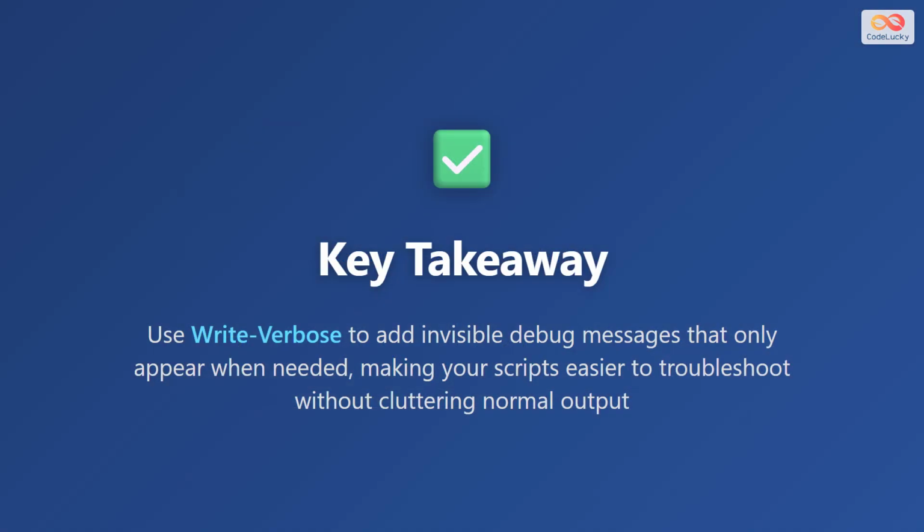Here's the key takeaway. Use Write-Verbose to add invisible debug messages that only appear when needed. This approach makes your scripts significantly easier to troubleshoot without cluttering normal output. It's like having a detailed logbook that you can turn on and off at will. Master this cmdlet, and you'll save yourself countless hours of debugging time.